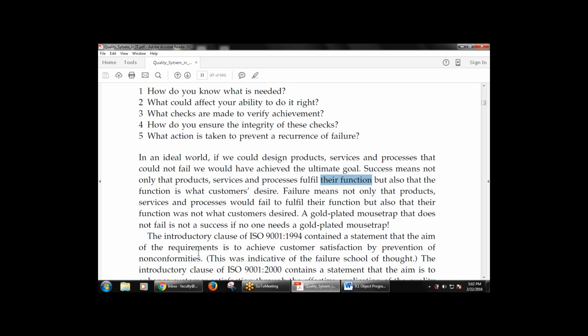Failure means not only that products, services, and processes would fail to fulfill their function, but also that their function was not what the customer desired. That is, what are the various functions and what are the various customer needs. That is also required for this.